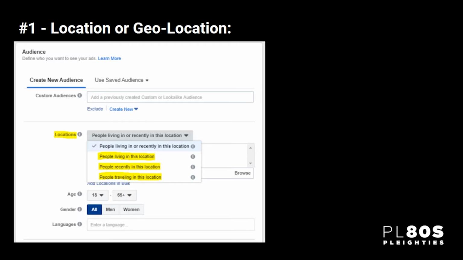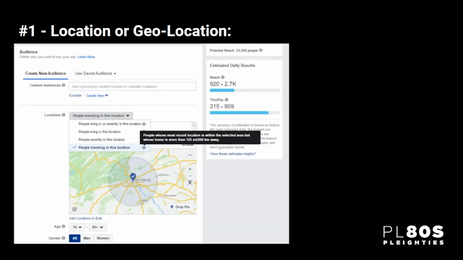And then people traveling to this location, let's talk about that a little bit more. That one in particular I really like if you had a business that was specifically based around travel and tourists or tourism. If your business is 80% tourists and tourism, you can actually use this. Now, I wanted to call out the specific subset of this location-based targeting.